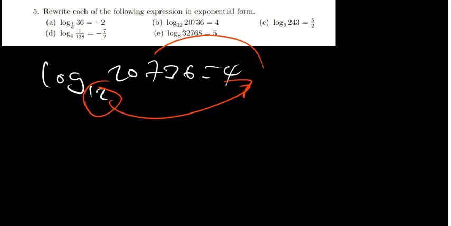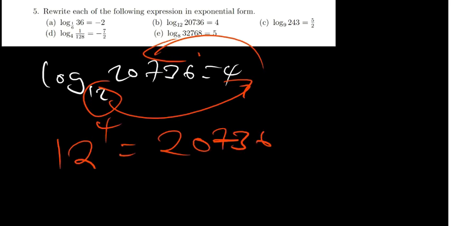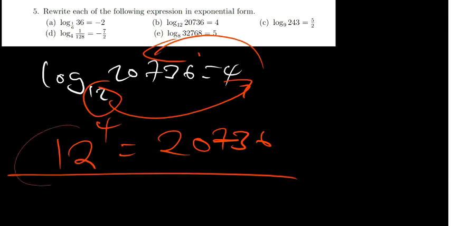Now I have question 5 part B, which is saying log base 12 of 20,736 is equal to 4. What it means here is that we want to come out from log to exponential. The base raised to the power what is outside is equal to what is inside. So in that case, it's going to be 12 raised to the power 4 is equal to 20,736. This is now an exponential. And for sure, 12 raised to the power 4 is going to give you 20,736.